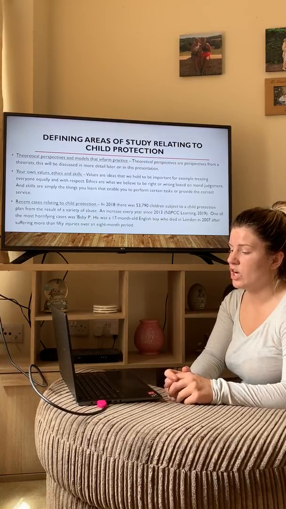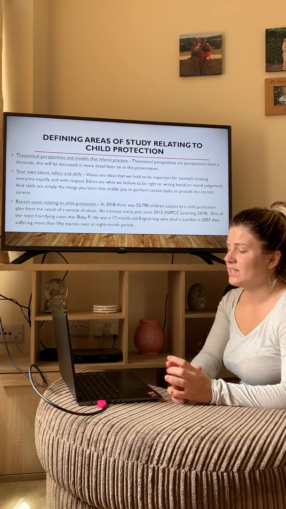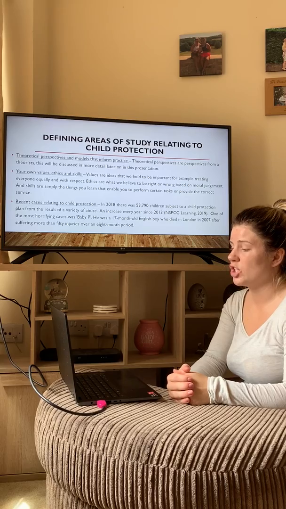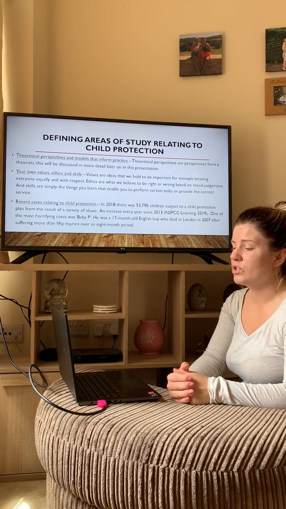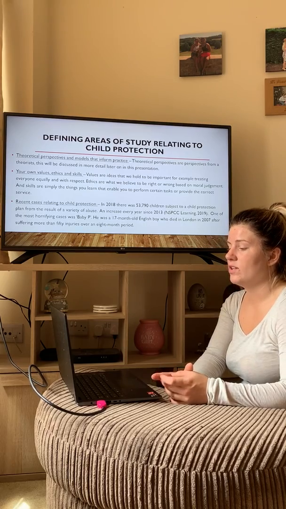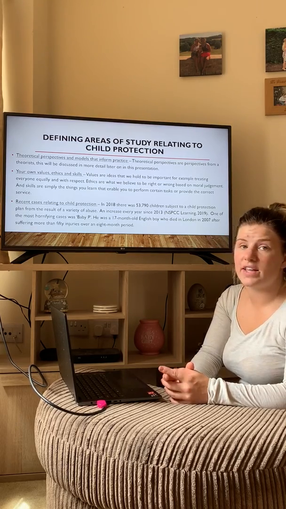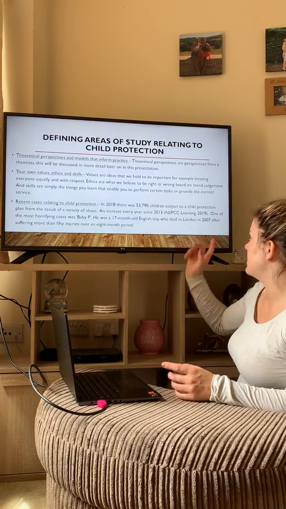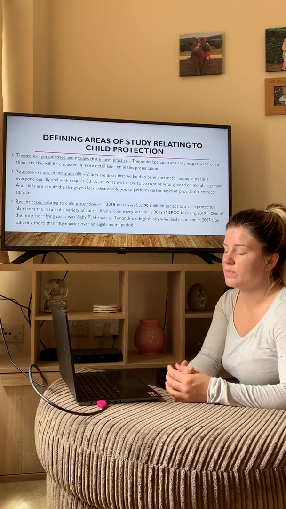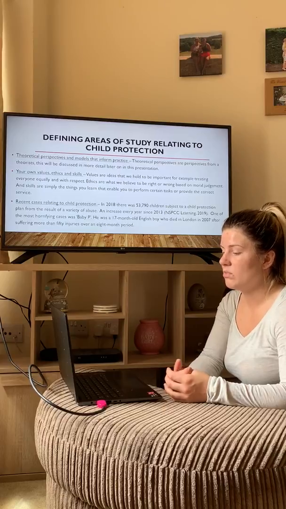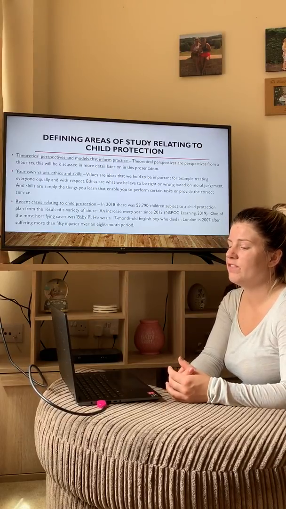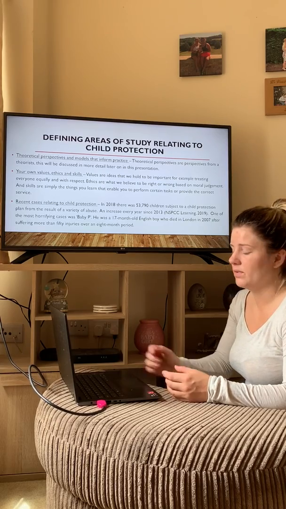Recent cases relating to child protection. In 2018, there were 53,790 children subject to a child protection plan as the result of a variety of abuse, an increase every year since 2013. I did find that information from the NSPCC Learning 2019 website. One of the most horrifying cases was Baby P. He was a 17-month-old English boy who died in London in 2007 after suffering more than 50 injuries over an 8-month period.